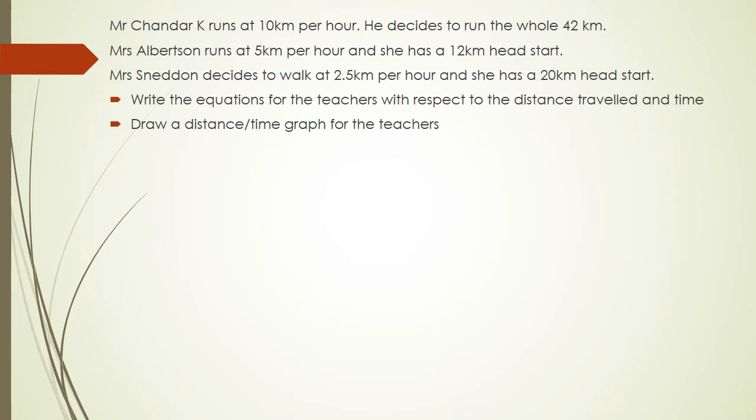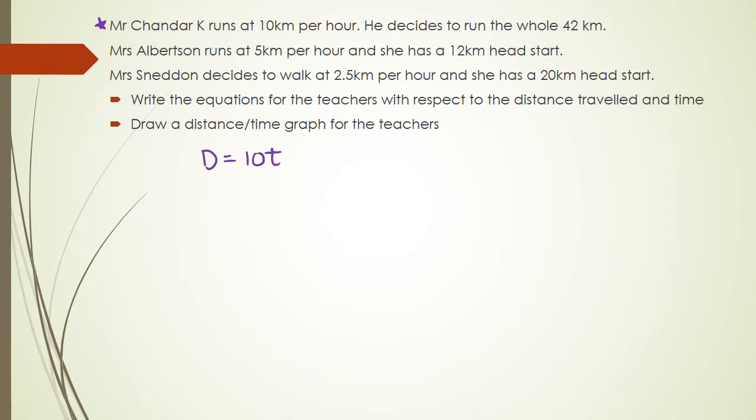Okay, so for the first bullet point, we've been asked to write the equations for the teachers with respect to the distance traveled and time. So obviously Mr. Chandikay runs at 10 k's per hour. He decides to run the whole 42 kilometers. I'm going to use certain colors just to keep track of it. So I'll go with purple for Chandikay, which means we can say that the distance Chandikay travels can be written as 10 times t.